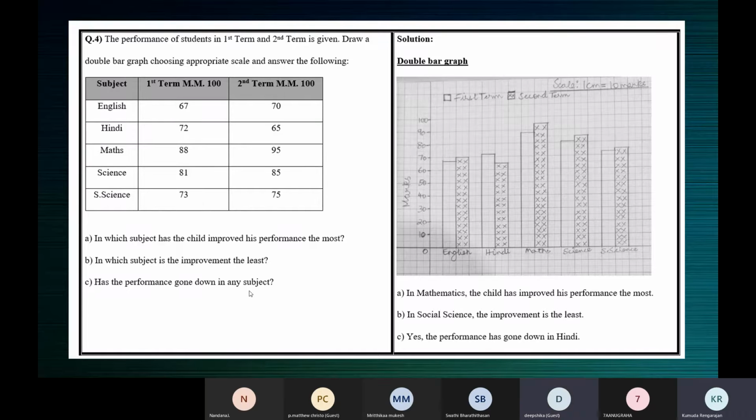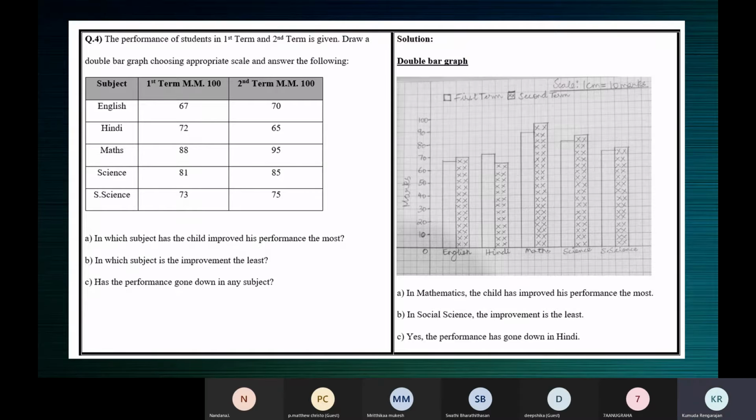Has the performance gone down in any subject? Yes, ma'am. It has gone down in Hindi, ma'am. Because no marks have been increased. Yes, it's gone down in Hindi. And you can see the rectangle here also. The first term rectangle is taller than the second term rectangle. That means in the first term the child has done well, but in the second term performance has gone down. That's why the rectangle is less tall.